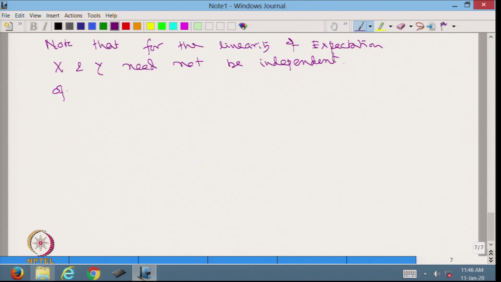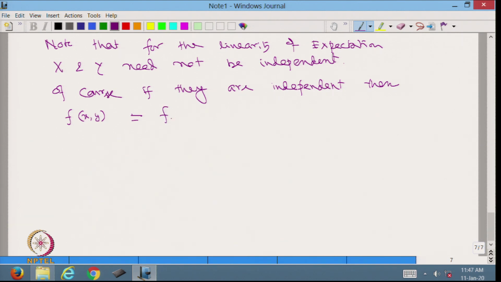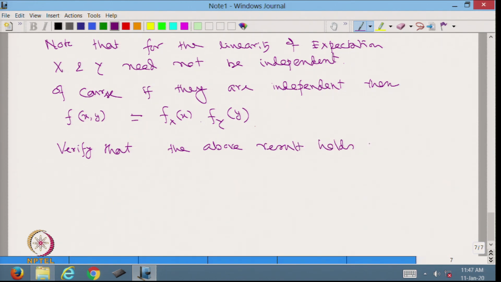Of course, if they are independent, then f(x,y) we will be writing as f_X(x) times f_Y(y), and I want you to verify that the above result holds in an obvious way.